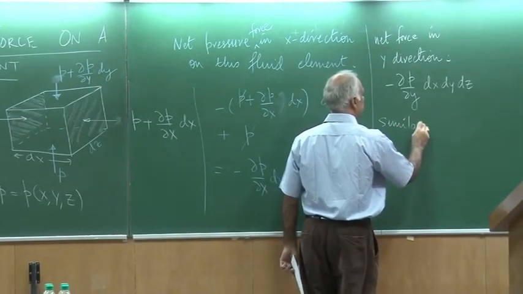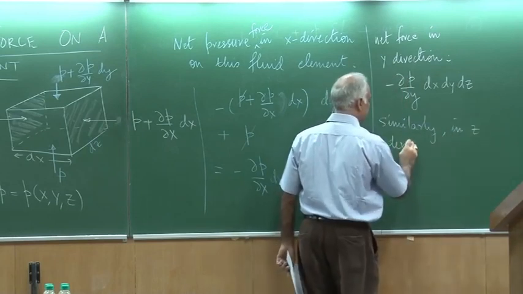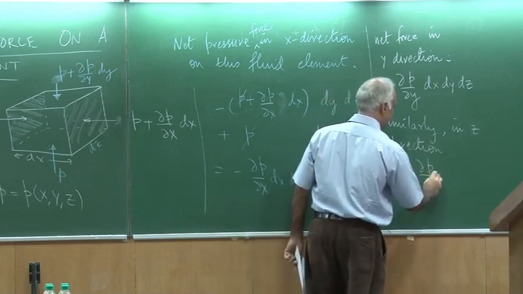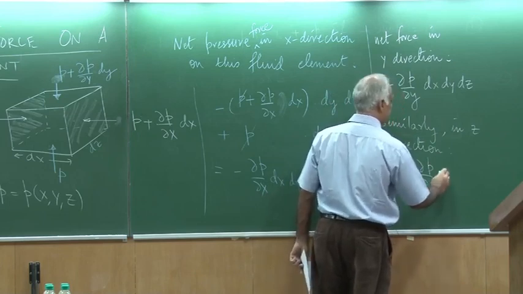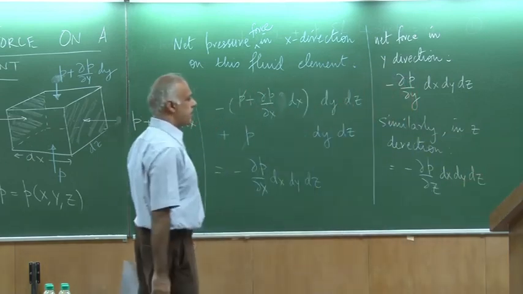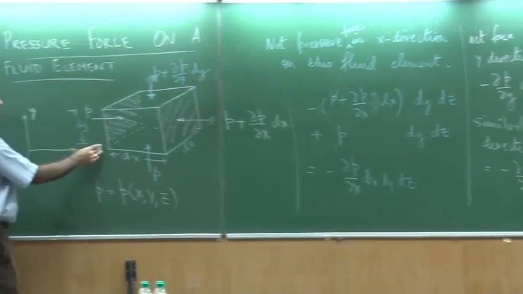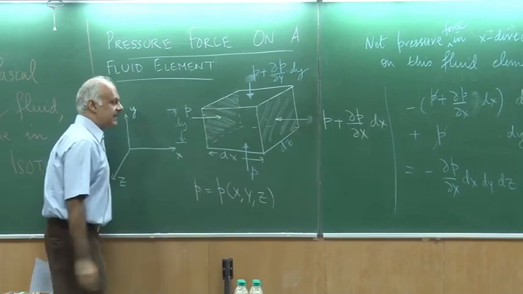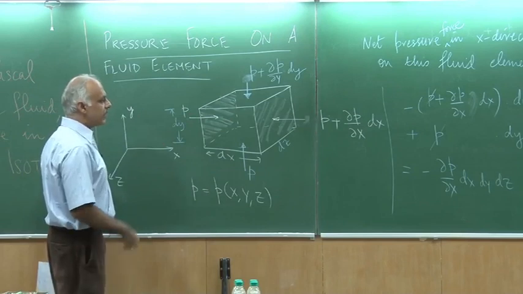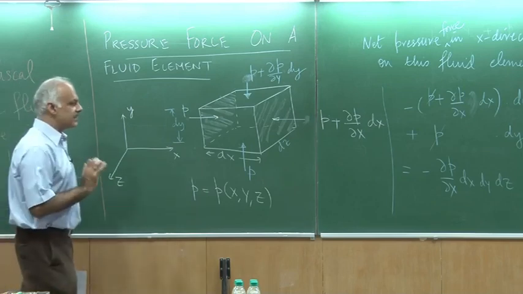Similarly, in z direction, this is going to be equal to minus del P by del z dx dy dz. Okay. So I have now been able to find out that on this fluid element, if there is a pressure that actually varies spatially, so it is varying at different points in the fluid, then what is it that leads to a force on a certain fluid element? Okay, so these are the three directions.